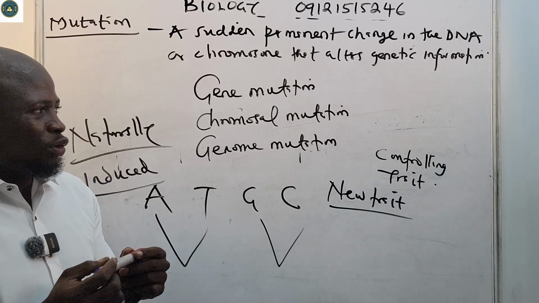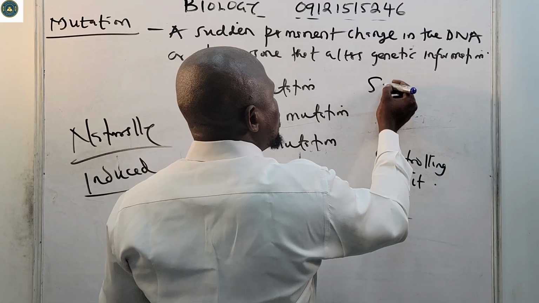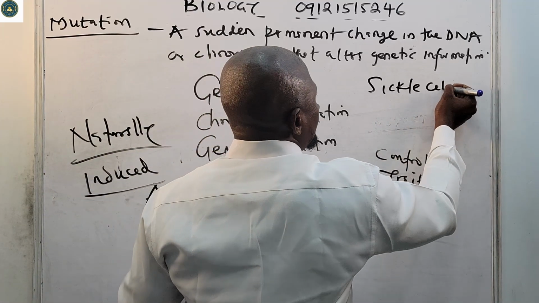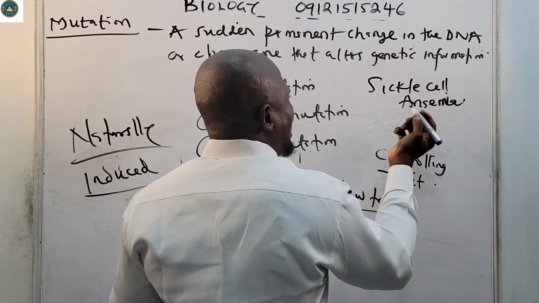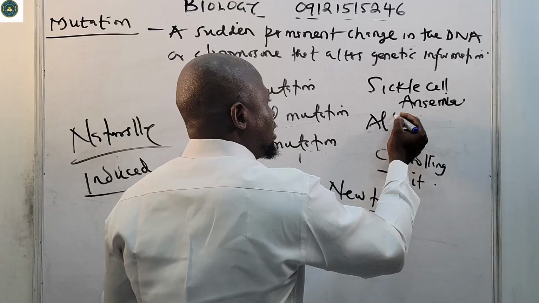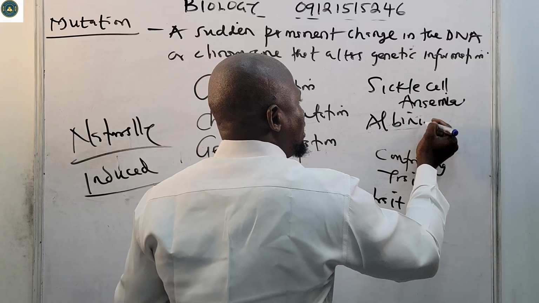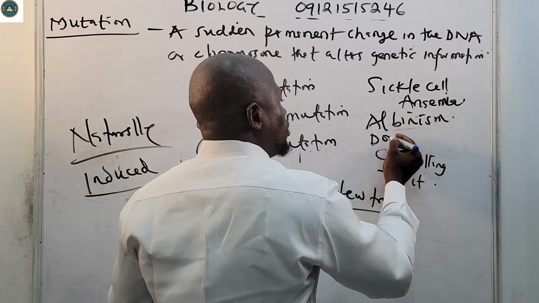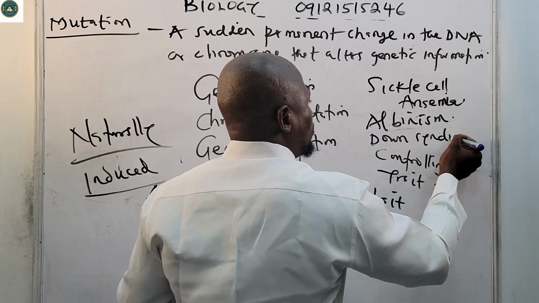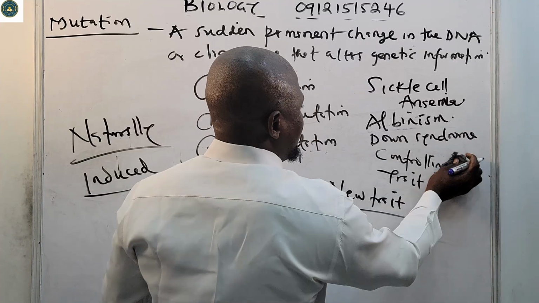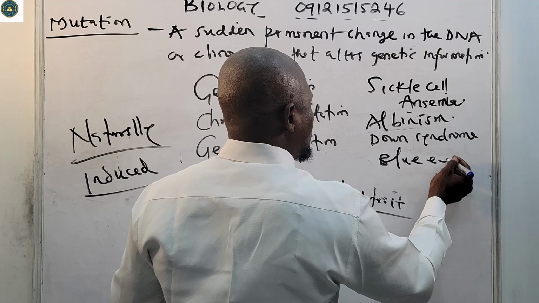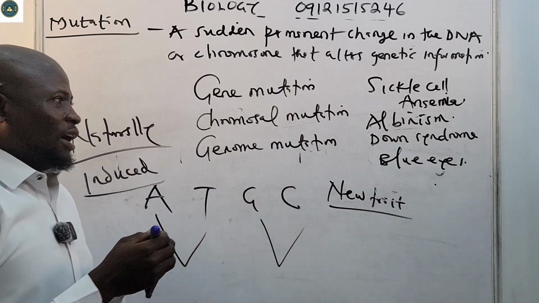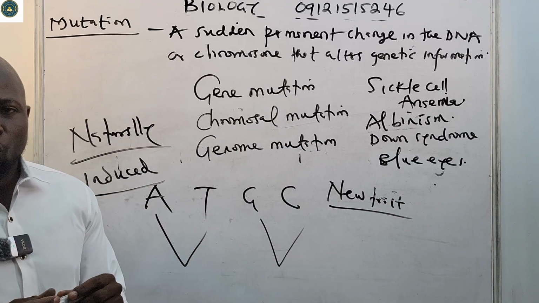Examples of mutation include sickle cell anemia. We also have albinism. We have Down syndrome. We also have blue eyes. All of these are examples of mutation.